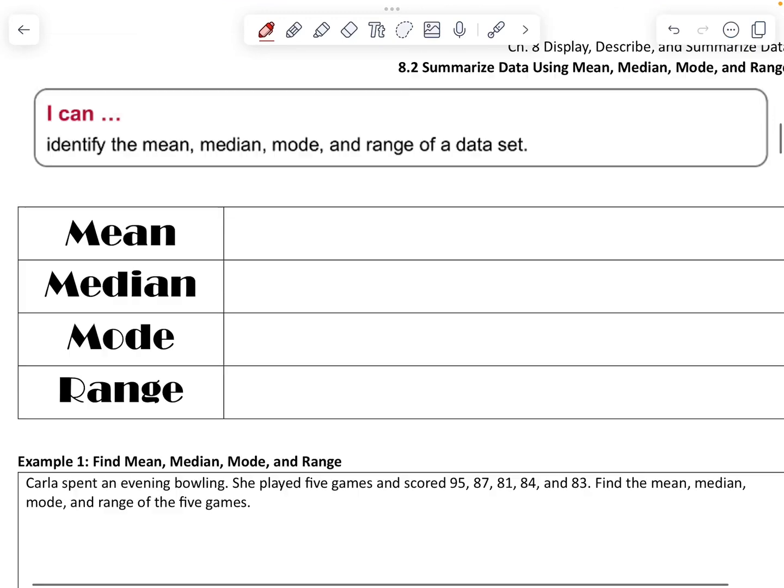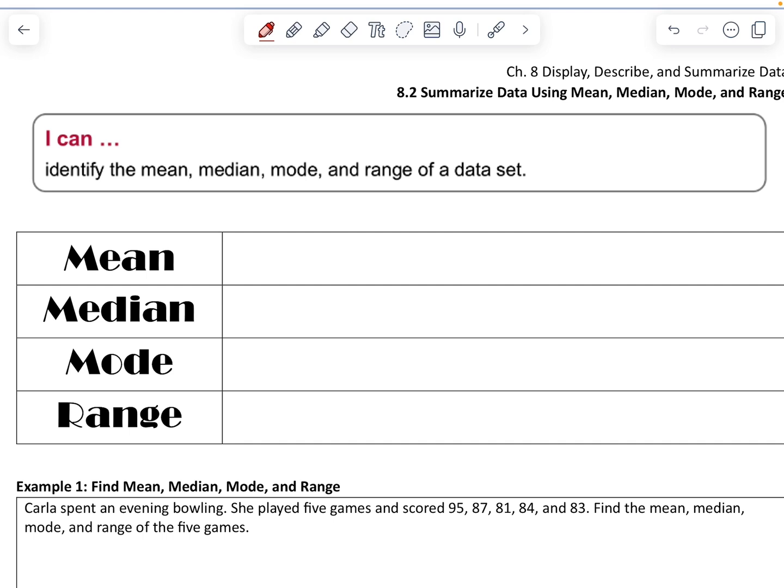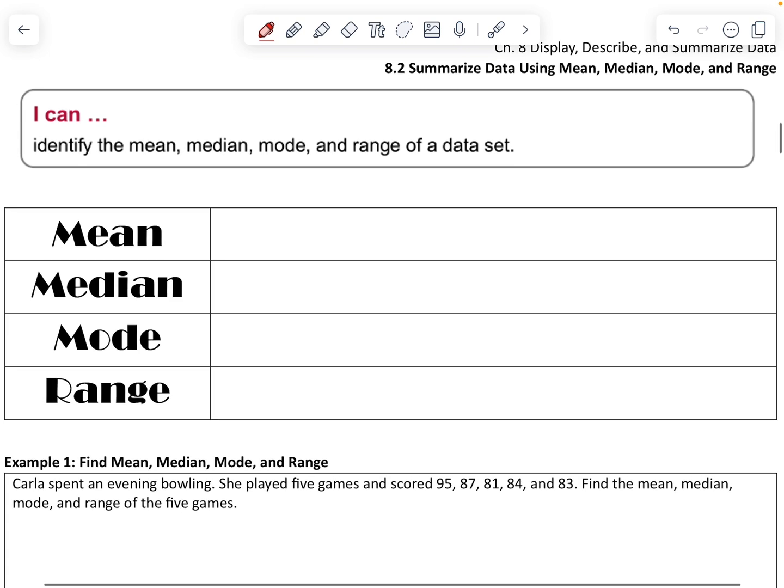Today we are going over 8.2, which is summarizing data using mean, median, mode, and range. So these are different ways to describe data. We've gone over these before, but it was really quickly, so that's why I'm going over it again. You're also going to need to know them for your project that will start next week.